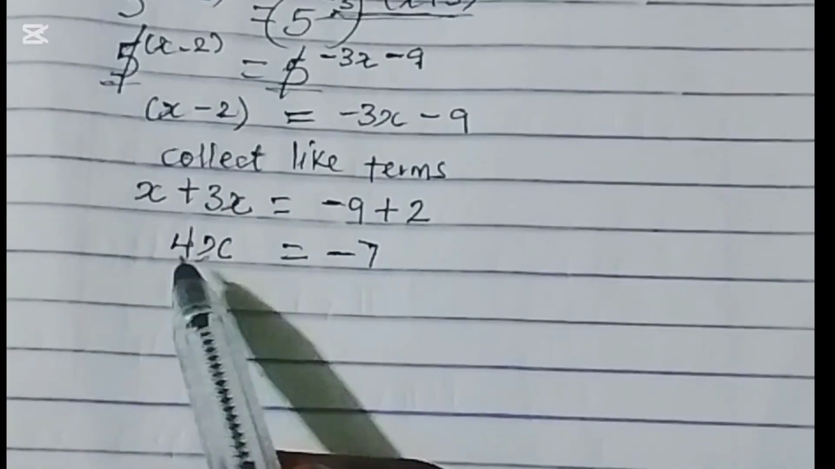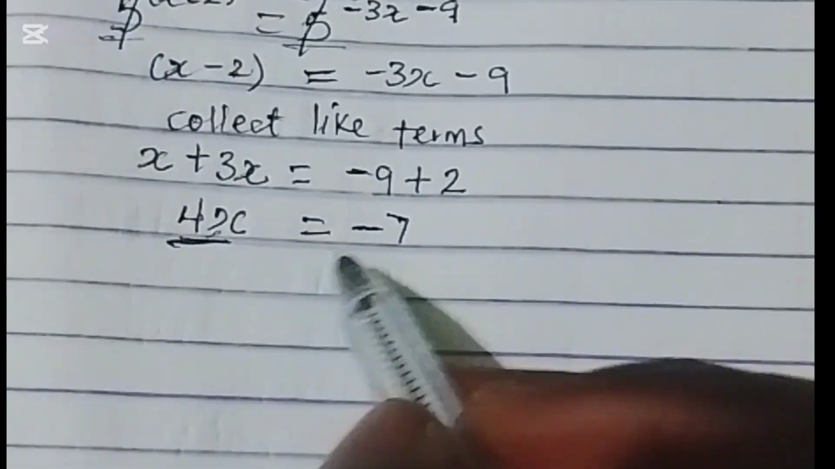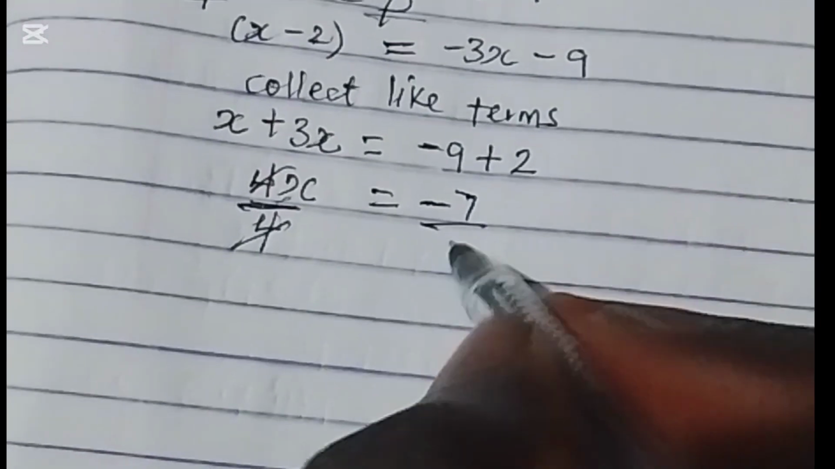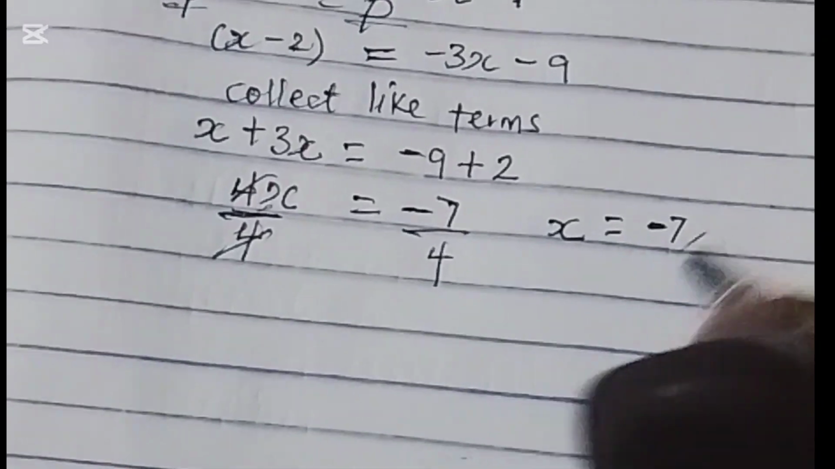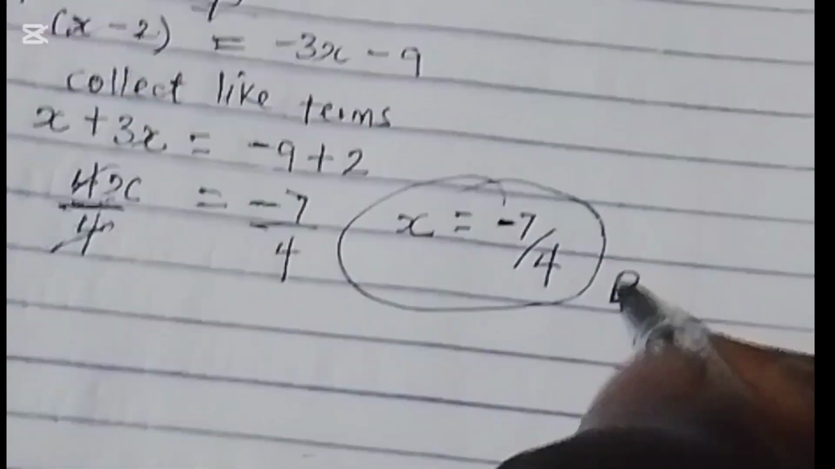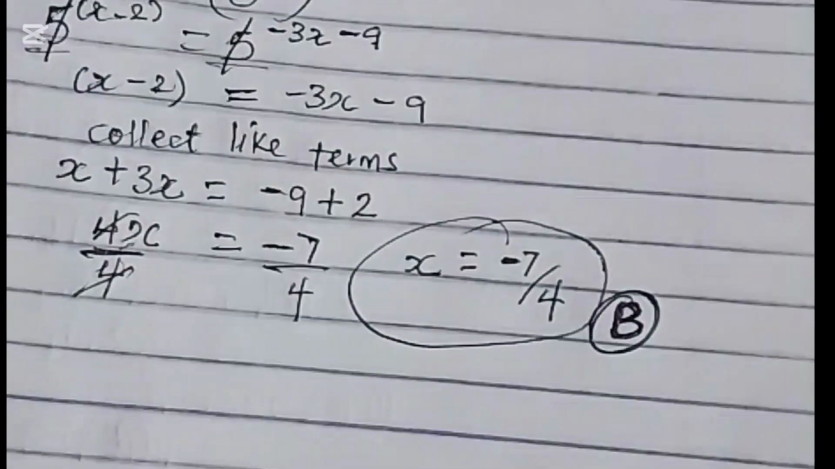So you divide both sides by the coefficient of x, because you're looking for x, that is the question. The question says solve the equation. So you divide both sides by 4 to make x stand alone. That will be x equals minus 7 over 4. And if you look at it, that is option B. Right, let's move to the second question.